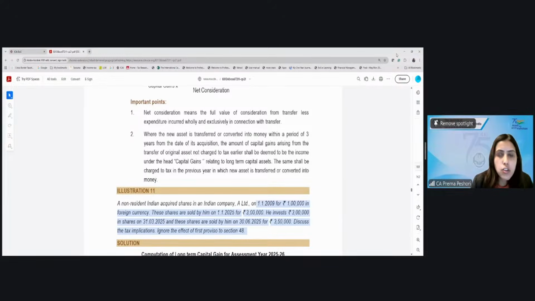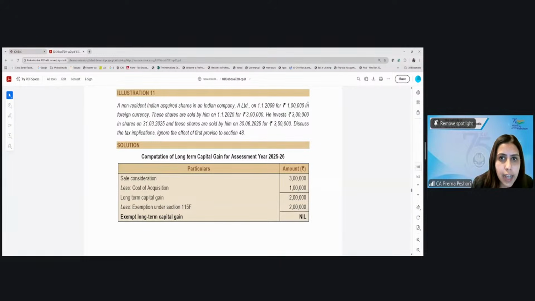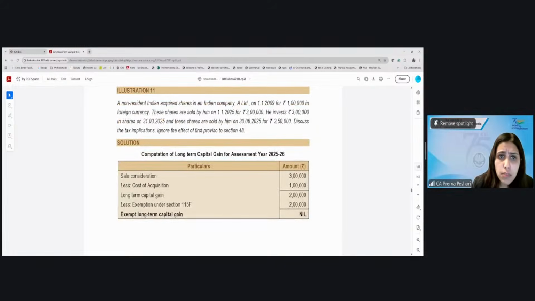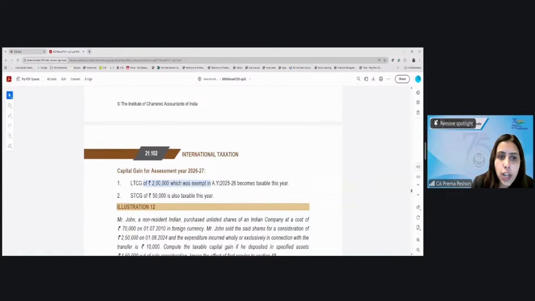Yes, Jay, correct. So here my sale consideration is 3 lakh minus cost of acquisition 1 lakh. LTCG is 2 lakh. Exemption is there as I have invested the entire 3 lakh, so 2 lakh will be exempt. Now I have sold these shares within 6 months, so in the next year when I sell these shares, 2 lakh will be deemed capital gain. Yes, Lida, good. And over and above that, 3 lakh 50,000 minus 3 lakh, that is 50,000, will also be short-term capital gain. So the LTCG of 2 lakh, which was exempt, becomes taxable in 26-27, and the STCG of 50,000 is also taxable in that year. Okay.